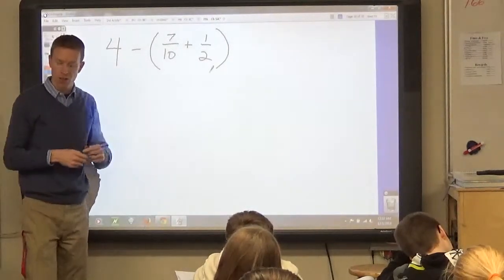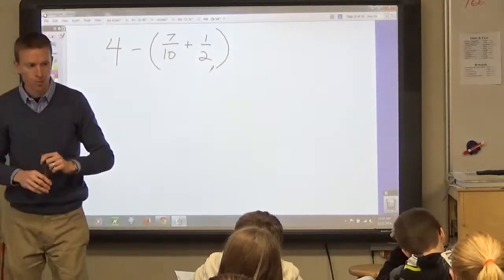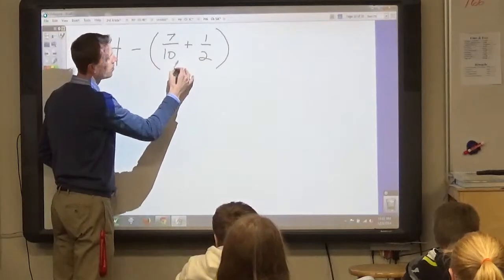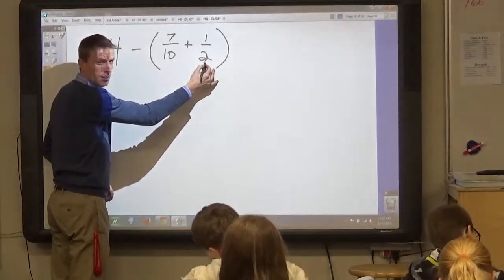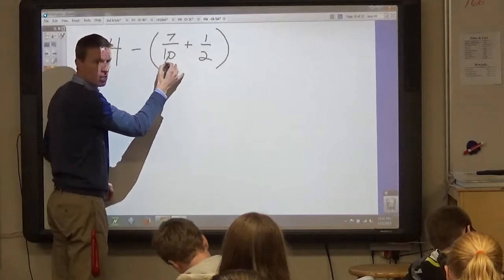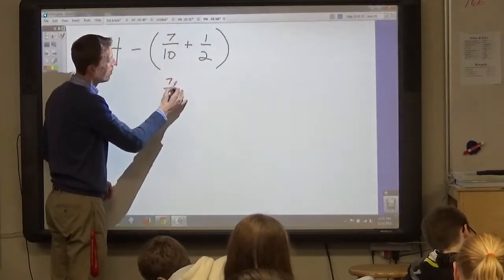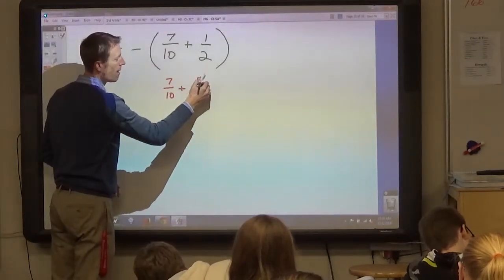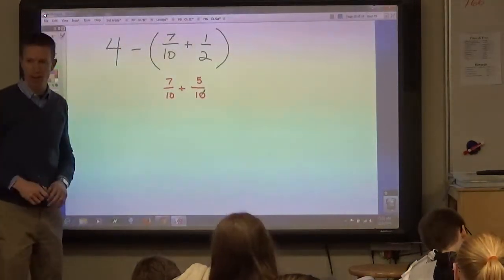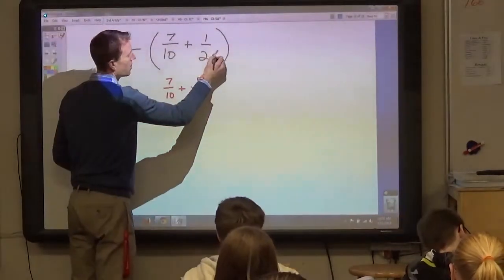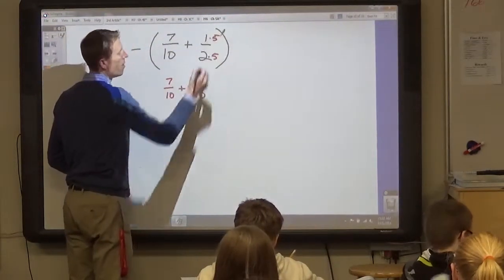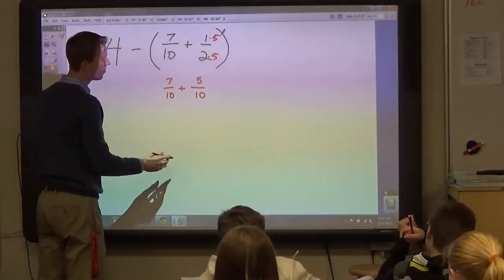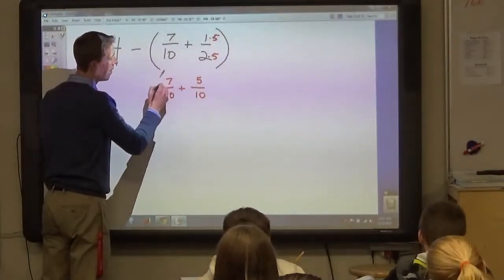So there's a number of steps to this, isn't there? Write this down. We have to add these first. We have to convert 1/2 to tenths. So we have to rewrite the problem as 7/10 plus 5/10. We know 5/10 is 1/2. We find that by multiplying both numbers by 5 to get the common denominator. Then simplify that.